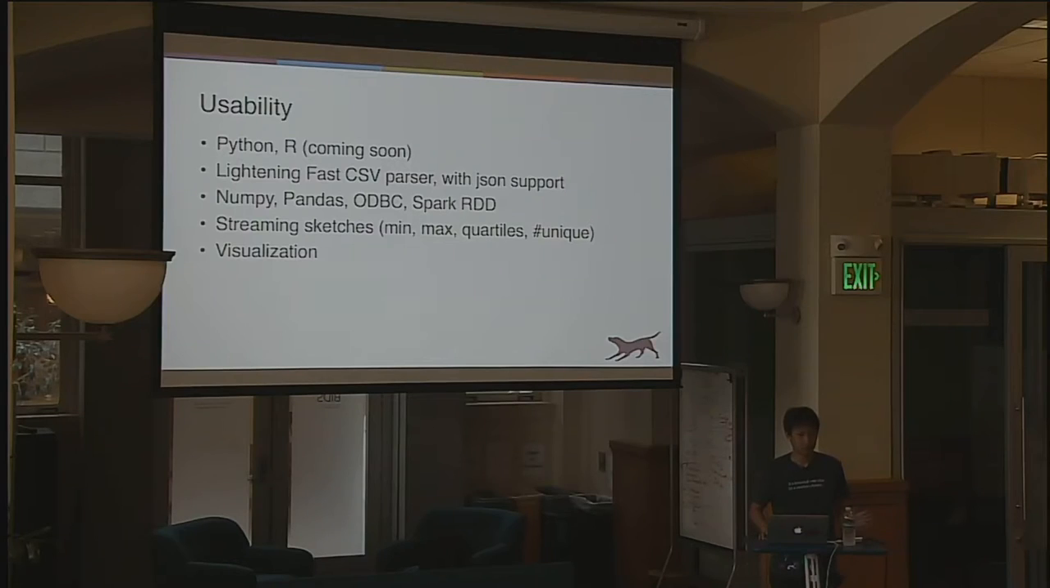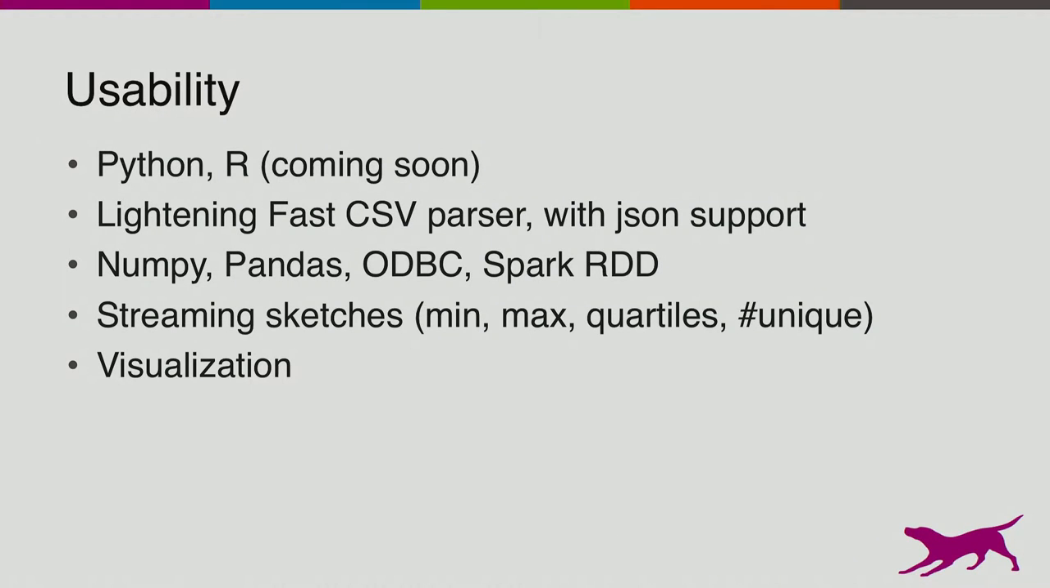We built SFrame also with usability in mind. It has a Python interface, and the R interface is coming soon. It's built with a lightning fast CSV parser to help you bring the data in as quickly as possible. With crazy JSON support, if you have a CSV column which is a JSON string, it automatically parses it into a dictionary type. It has nice integration with NumPy and Pandas. You guys have seen it. It can also bring the data from a database using an ODBC driver and from Spark RDDs.